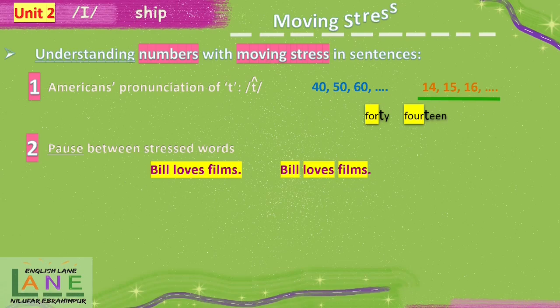some sentences. For example, in here, Bill watches 14 films a week. Here we can move the stress because after it we have a stressed word and this needs to go. But it can stay. How? We need to put a pause between them and keep the stress here. Don't move it. Pause, stay. Bill watches 14 films a week.